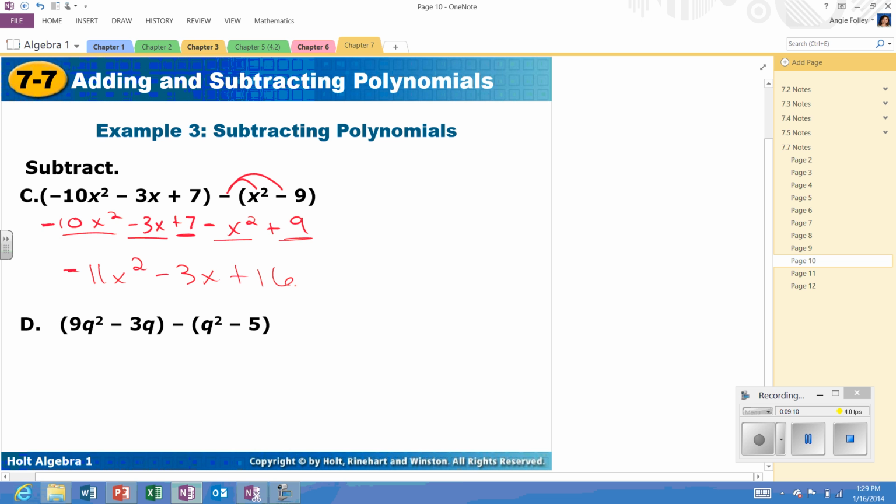Okay. Last one, 9q squared minus 3q. I'm going to distribute this so I get minus q squared positive 5. So now I have 9q squared minus q squared. So 9 minus 1 becomes 8q squared minus my 3q because there's no other q's and plus 5.